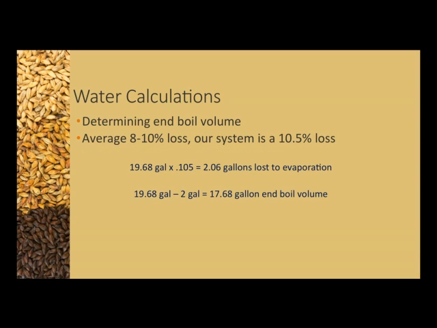Now that we have collected 19.68 gallons of wort into our kettle, the next volume we are looking to hit is our end boil volume of 17.68 gallons. This loss is to evaporation during the boil. With a vigorous 1-hour boil, most brewers expect to lose 8 to 10% to evaporation. Our system is upwards of 10.5%, so we calculate our loss to evaporation at 2 gallons.